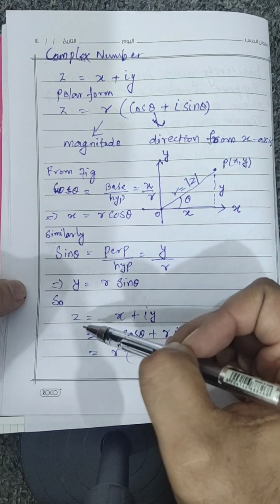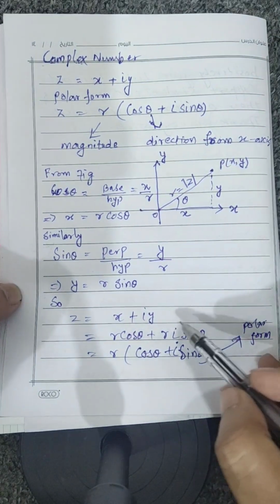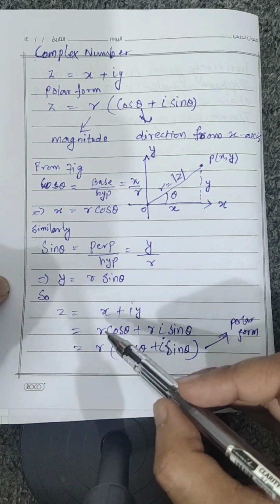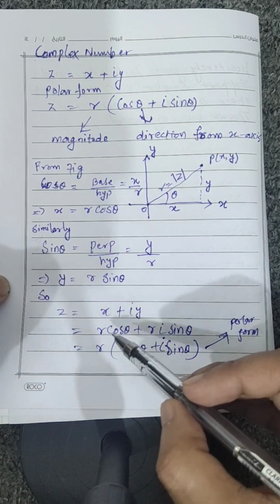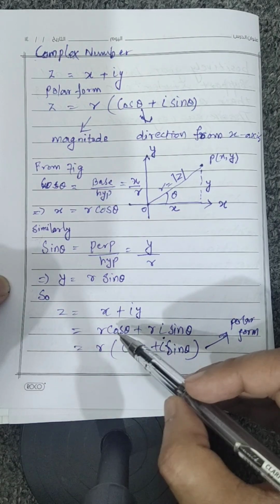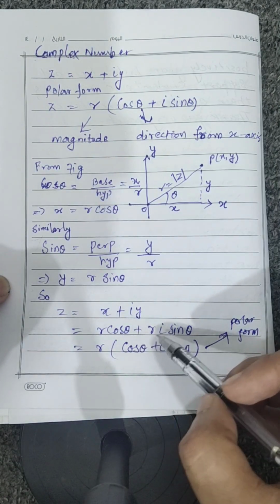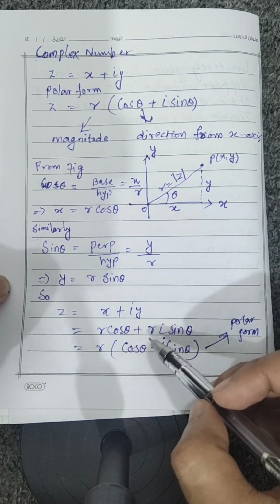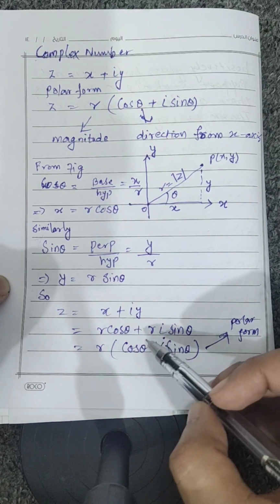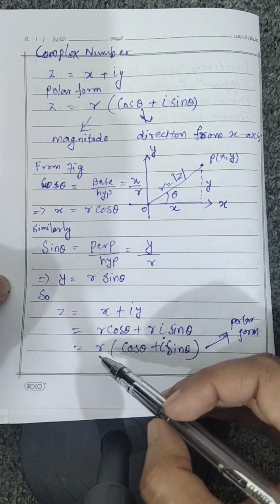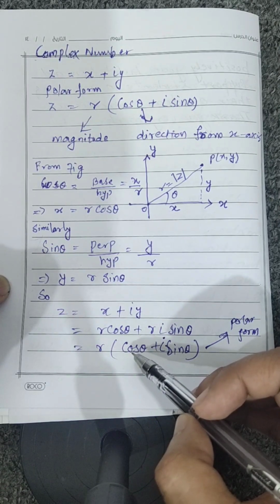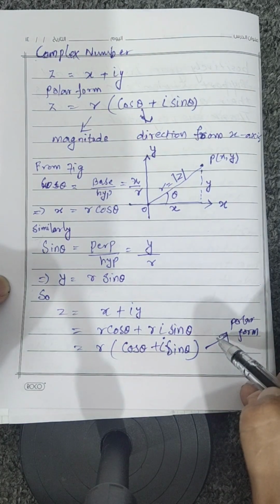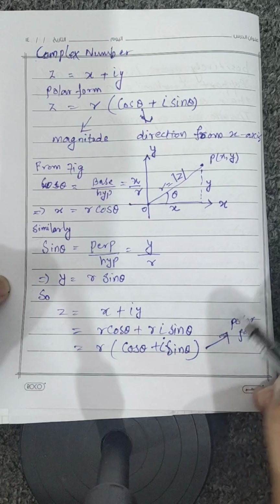So we represent the complex number in polar form as x + iy, and here we put the values of x and y: x = r cos θ and y = r sin θ. So r cos θ + i r sin θ. Here r is common in both terms, so we take it out: r(cos θ + i sin θ). So this is the polar form of any complex number.